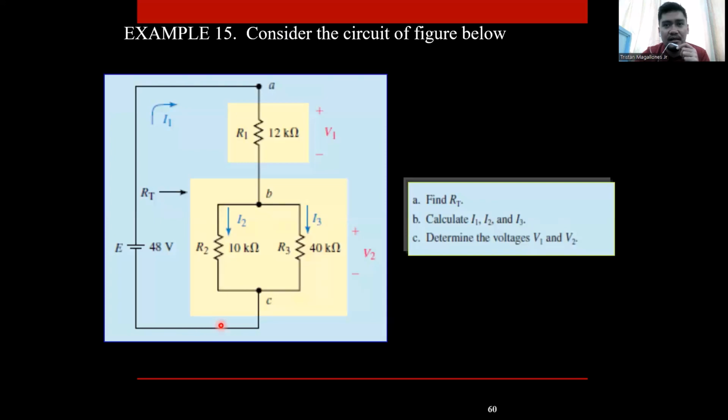So for example, consider the circuit in the figure below. First, you are going to find RT, calculate I1, I2, and I3, and determine voltage V1 and V2. But we have to first identify what they are. So the RT is the total resistance of your R1, R2, and R3. I1, I2, and I3 are the currents that pass through your circuit.